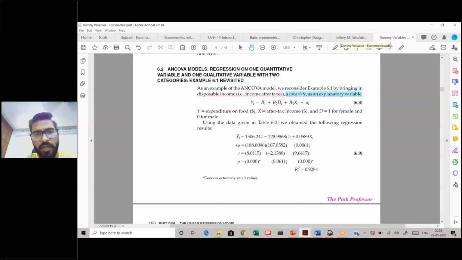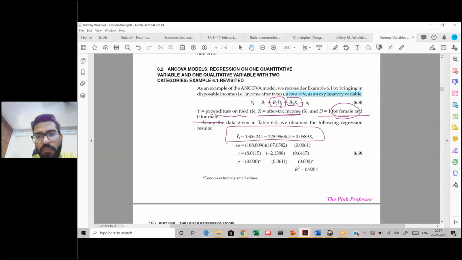So in this case, what we have done is that we have introduced a new variable, xi, here as well. So we have a dummy variable, a categorical variable which is gender, taking the value of female for 1 and male as 0, and you have a continuous variable which is after tax income, and you are trying to see the expenditure on food. So expenditure on food is being regressed on after tax income of people, which is also being divided into females and males. So this is the regression line that you fitted on the basis of the data that you have.